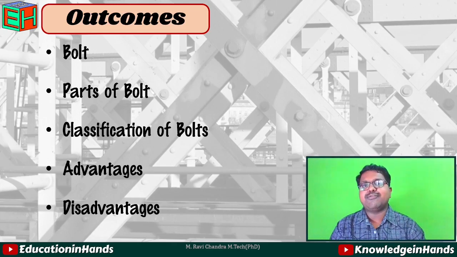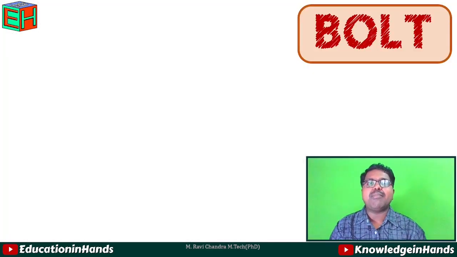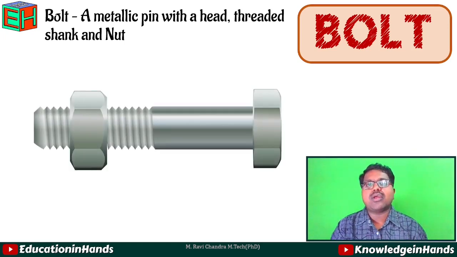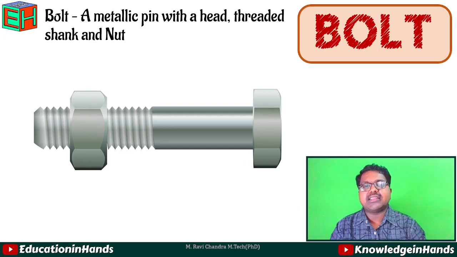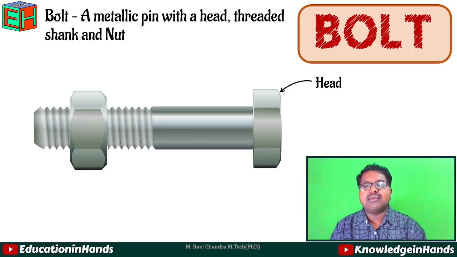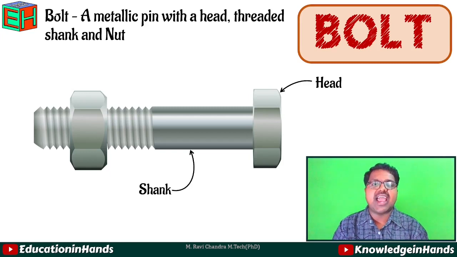So first, if we see what is meant by a bolt, it is defined like a metallic pin with a head, threaded shank and a nut. If we see the figure, it will look like this. When we are coming from the right end, the first part is called as head. Then the second part, which is in plane surface, is called as shank.